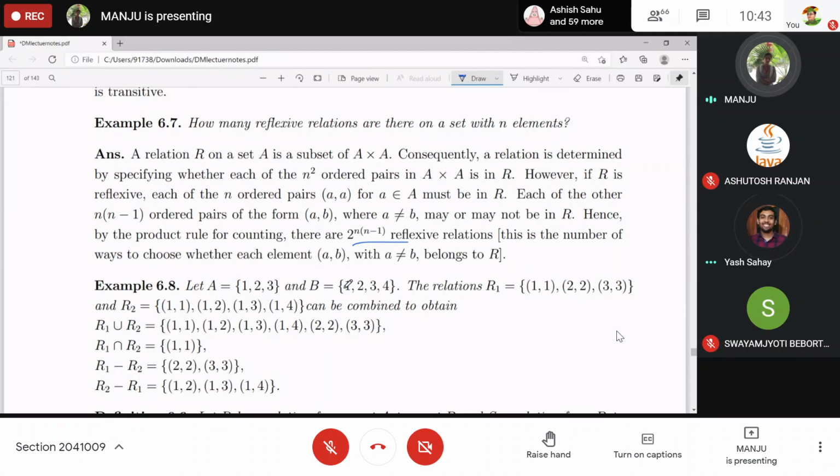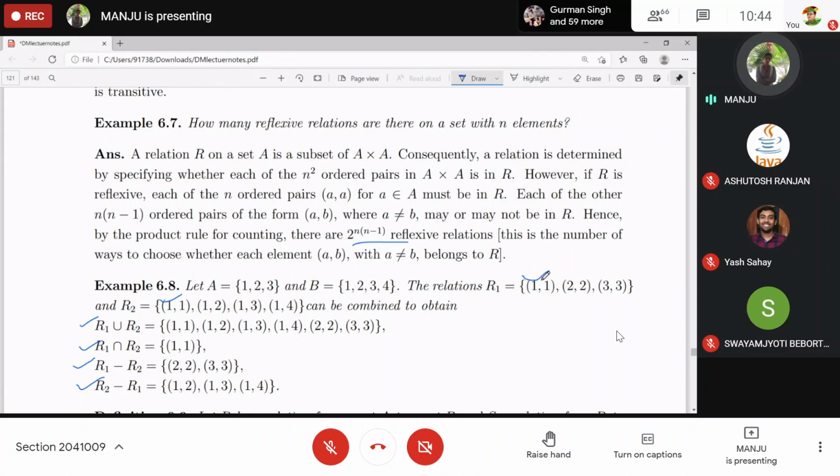So the relation itself is a set. So we can find the union of two relations, these are sets only, intersection, we can subtract two relations and so on. So R1 is given, R2 is given. Take the union.